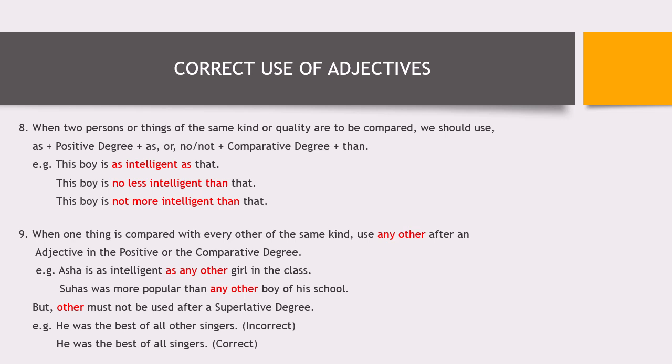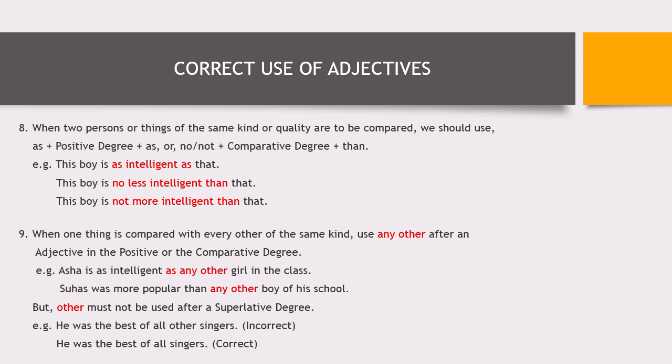9. When one thing is compared with every other of the same kind, use any other after an adjective in the positive or the comparative degree. For example, Asha is as intelligent as any other girl in the class. Suhas was more popular than any other boy of his school.